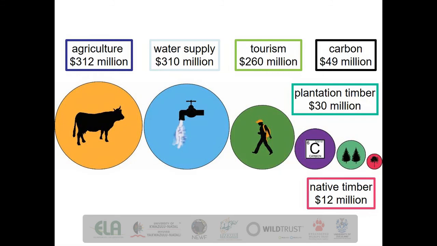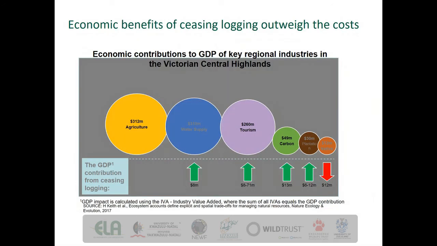The water values are enormous. We can see again $310 million as opposed to 312. The tourism industry is very lucrative. Carbon values are reasonably high. And here was the most important part of the conflict between these different industries. The native forest timber industry in this area is worth about 25.5 times less than the value of the water industry and about 20 times less than the tourism industry. And so this is quite important in terms of thinking about the different trade-offs.